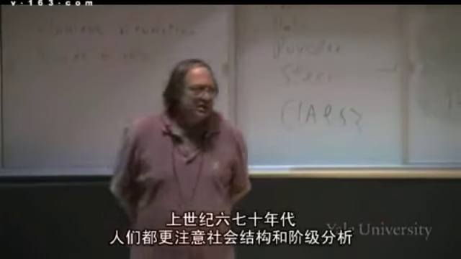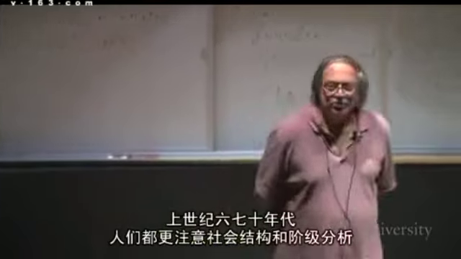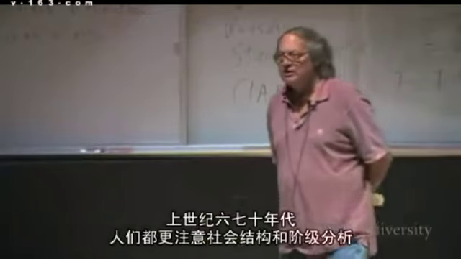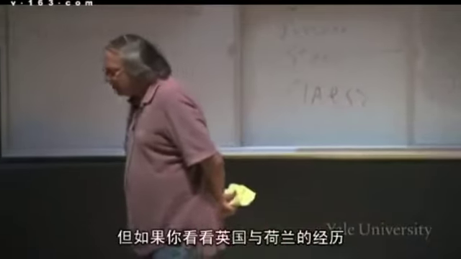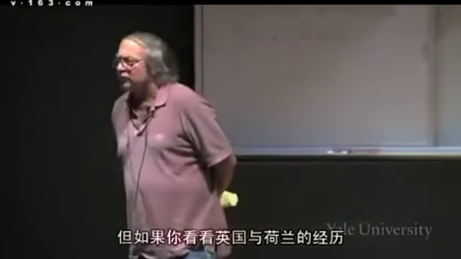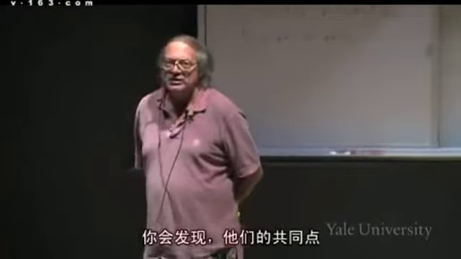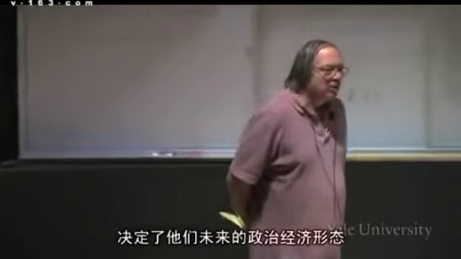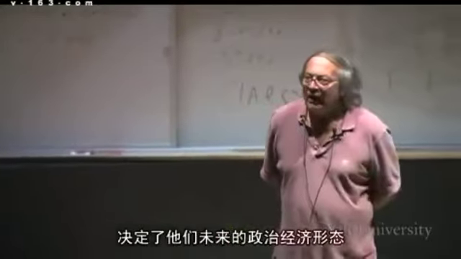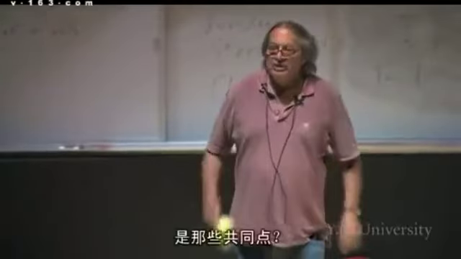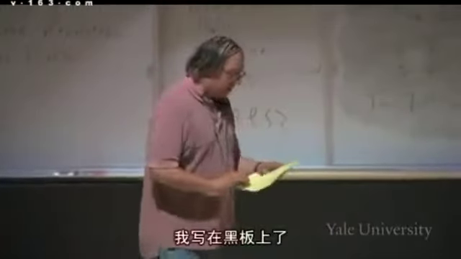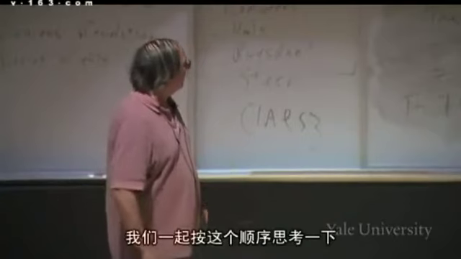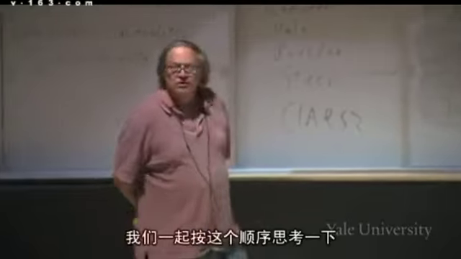So in the 1960s and 1970s, people paid a lot more attention to social structure and class analysis. But when you look at the experience of Britain and the Dutch Republic, they do share things that in a way determine the kind of political economy that they would have. So what are some of these things that I've written on the board there? Let's just start, not necessarily in that order, and just kind of think aloud.